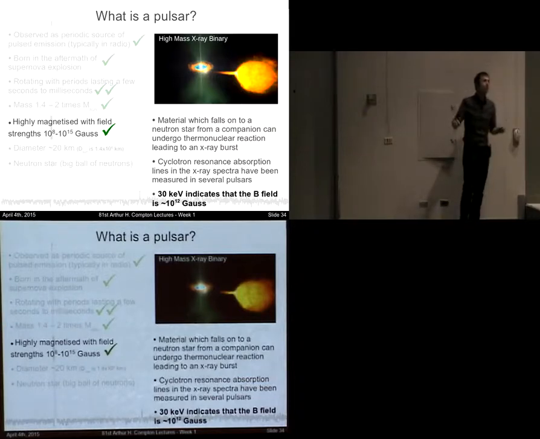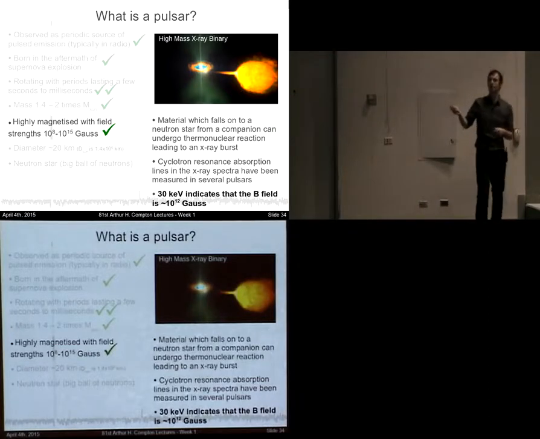There are many, many cases where this same resonance feature is seen in X-ray binaries, and it's interpreted as a cyclotron resonance, and it gives us the only direct measurement of the magnetic field strength.